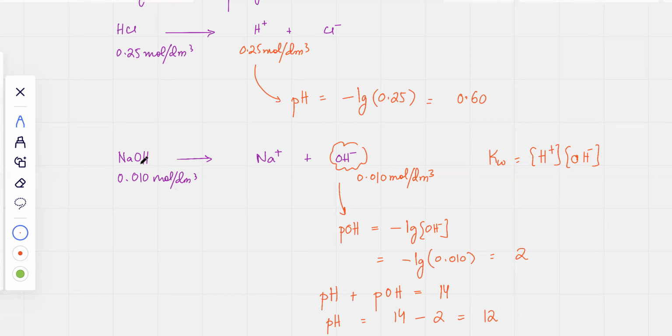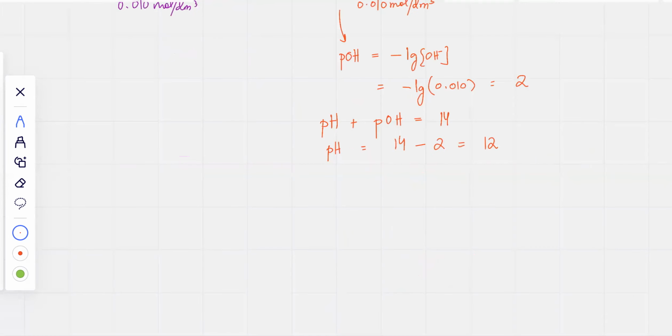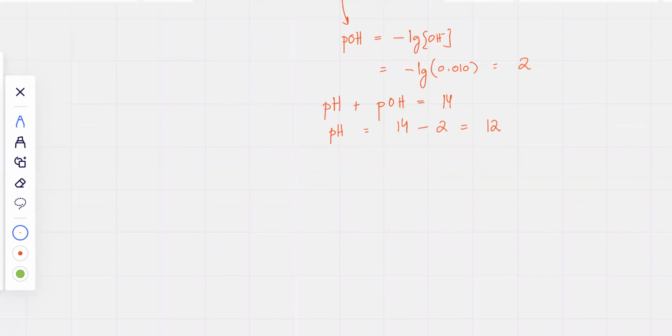So strong acids, strong bases, and you should be able to figure out the opposite, the reverse. Let's say the pH is given. The pH of HCl is given, and they're saying that the pH is 1.5, and they're asking you what is the concentration of HCl.